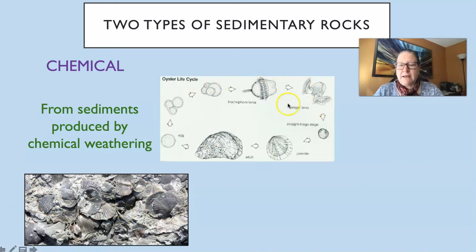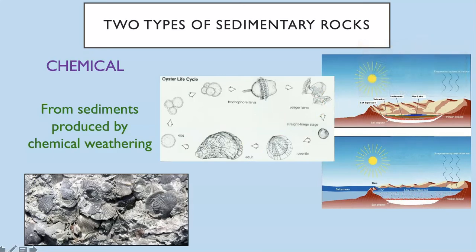Here I'm showing the life cycle of an oyster, and the reason I'm showing it is to emphasize that these shellfish are not born with a shell. Okay, there's a larva stage, and then they eventually start to build their shell, and the older they are, the bigger the shell becomes. So again, they're taking ions out of the seawater and they're making their shell.